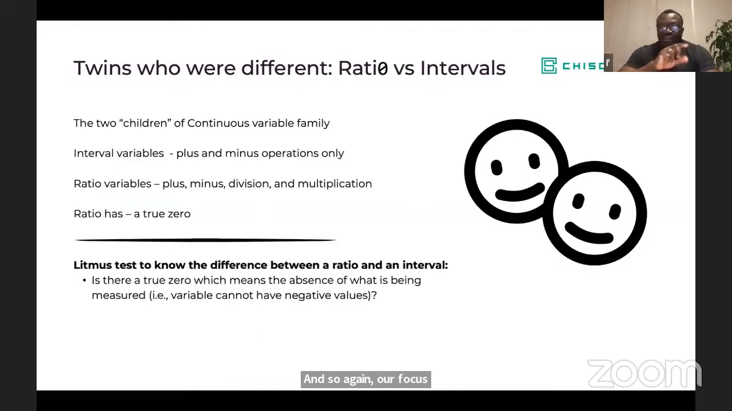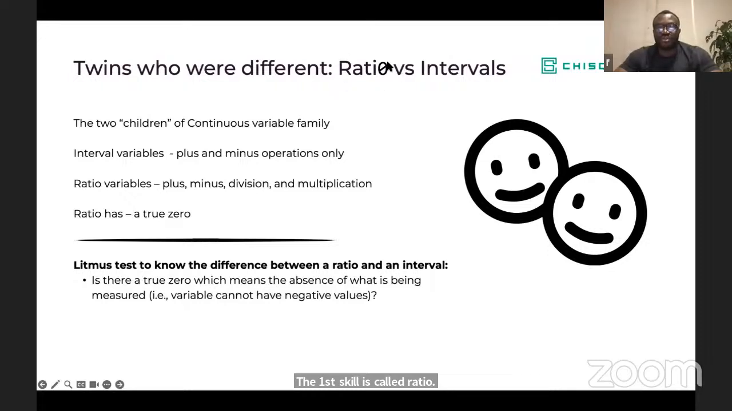Now let's talk about continuous variables a little bit so that we can distinguish the kind of analysis we do with continuous versus with ordinal. So a continuous variable is a parent and they have two kids. The first kid is called ratio. The second is called interval, right?